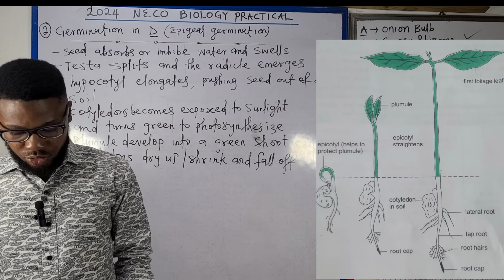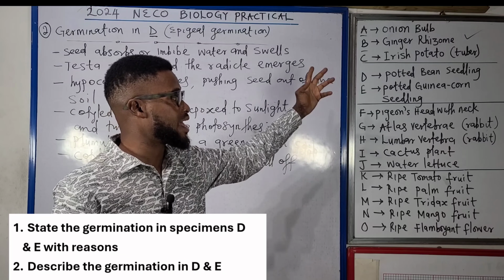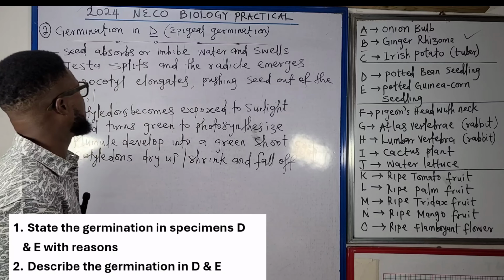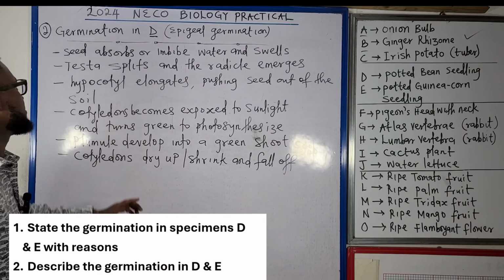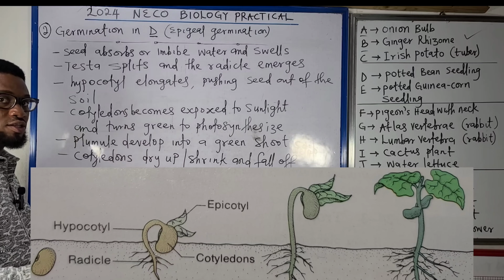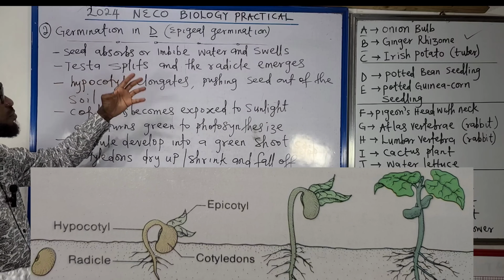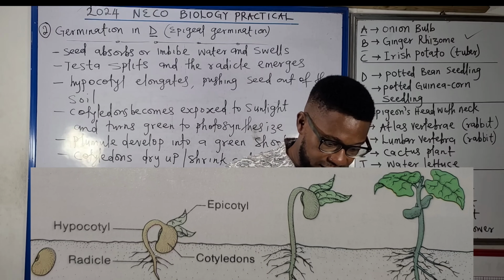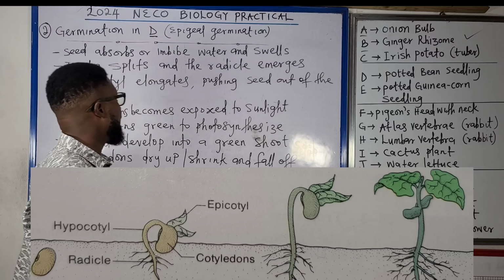Moving on to the next question, we're told to describe the germination in D and E. Don't forget, the germination in D is epigynous and the germination in E is hypogynous. For D, you can see the diagram on your screen. The seed absorbs or imbibes water in the soil, and it swells. The testa splits and the radicle emerges. You can see how the radicle, which is eventually going to form the root, emerges in that diagram.